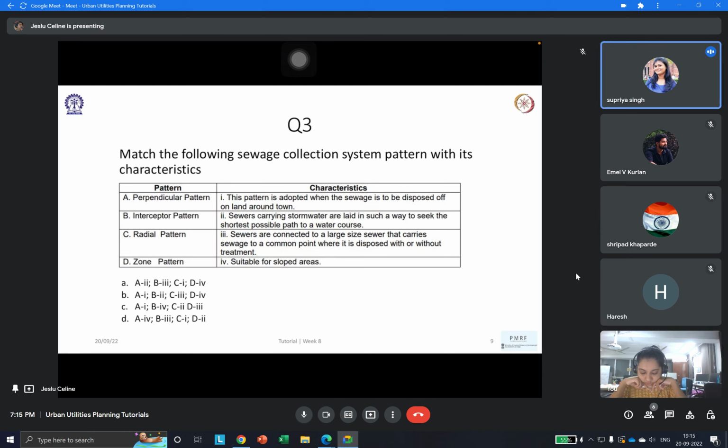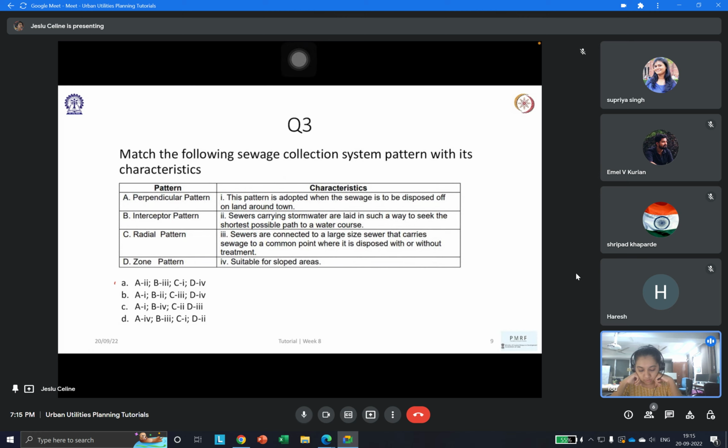Sewers are connected to a large size sewer that carries sewage to a common point where it is disposed of. Okay, and radial pattern, you're saying it is adopted when sewage is to be disposed of on land around town, correct?